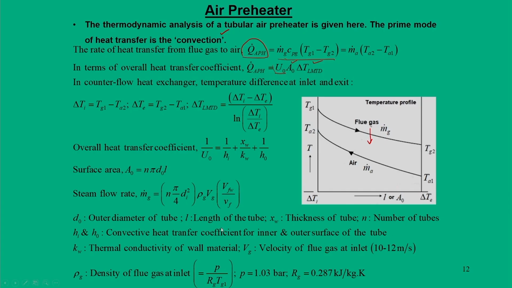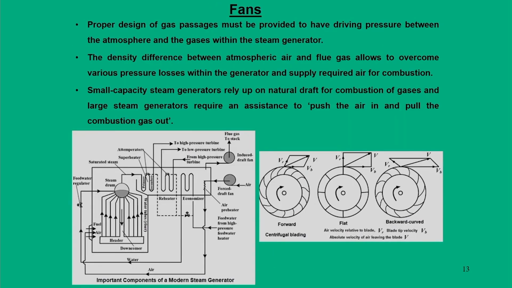And of course, we can also link the gas flow rate. It is not steam, it is the gas flow rate, mg dot, for the flue gases. From these expressions, by doing this analysis, we can find the surface area requirement A0, the number of tubes and the length of each tube. Okay. Till this point we have covered only the heat exchanger components of a modern steam generator. Now, we will look into some auxiliary components.